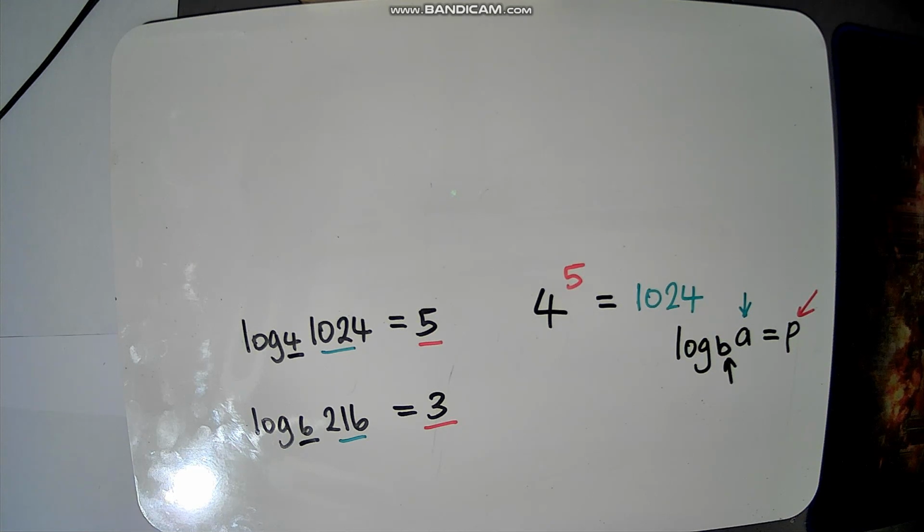The next one, pause the video, try it out. So we have base 6 to the power 3 is equal to 216. If you were to take out a calculator and punch in 4 to the power 5, you will get 1024. 6 to the power 3, you will get 216.